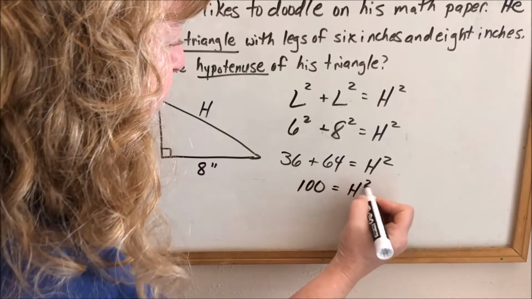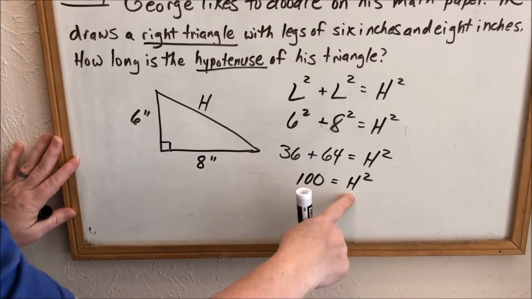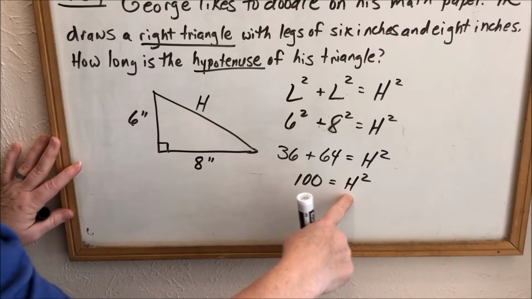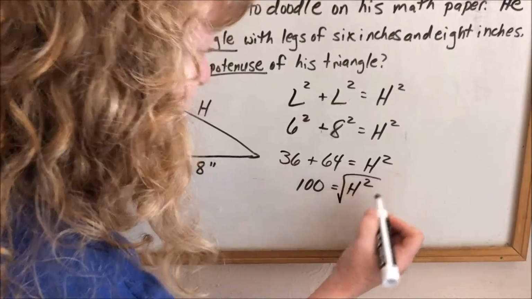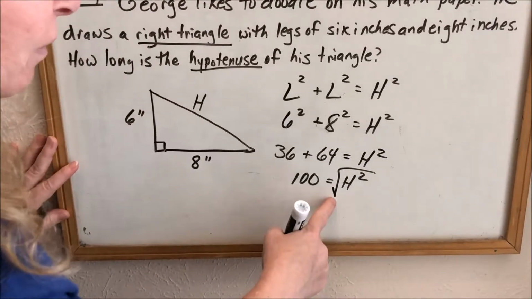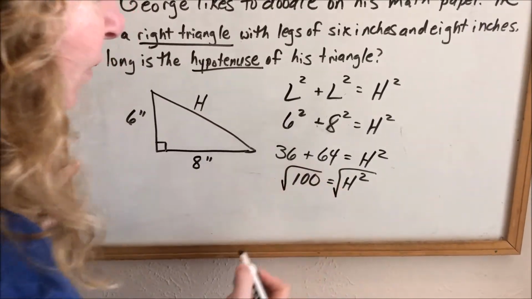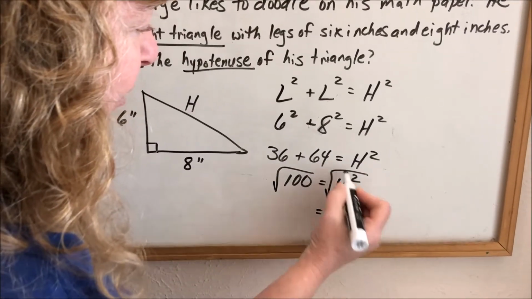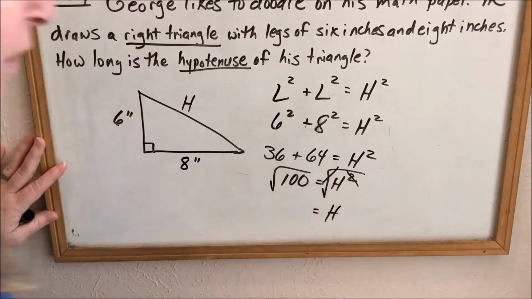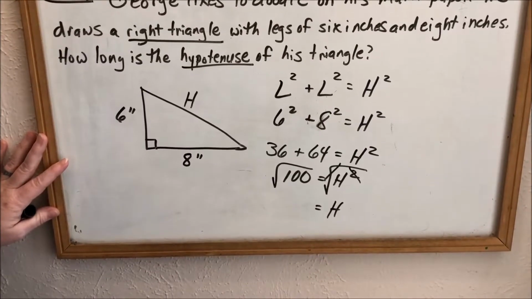h squared equals 100. I'm not solving for h squared, I want h. So how do I get rid of the square? Use square root. Opposite of square is square root. Whatever I do to one side, I have to do to the other side to make it balance. Square root of h squared is just h. That square root and that square cancel each other out because they're opposites of each other.